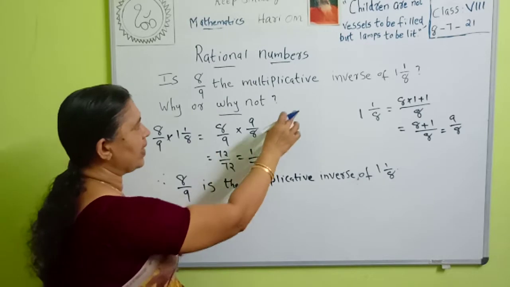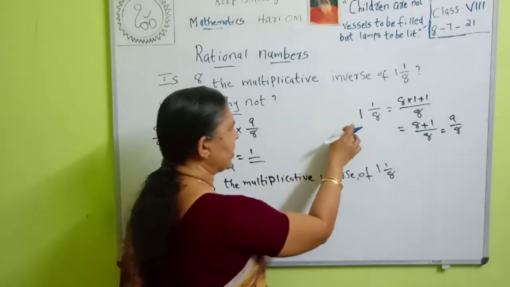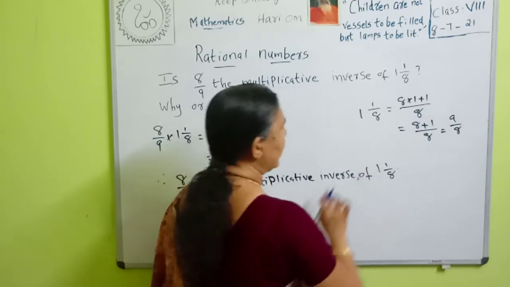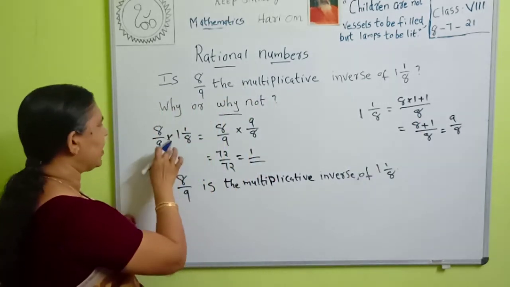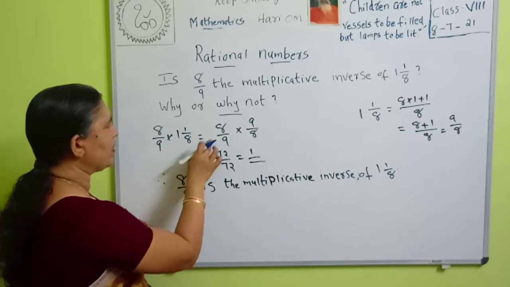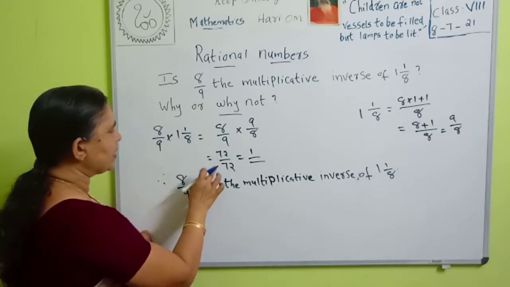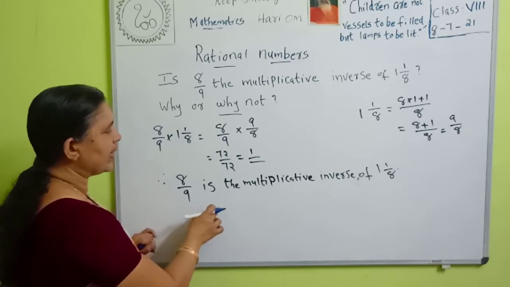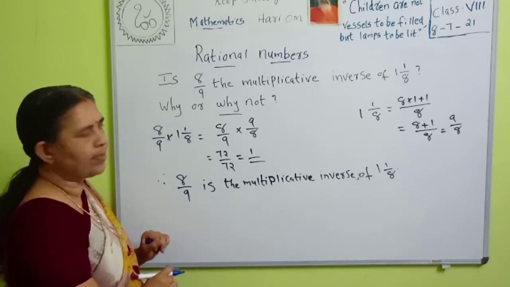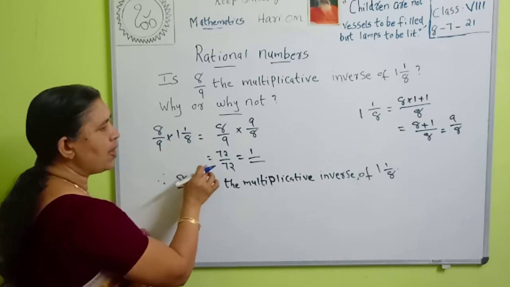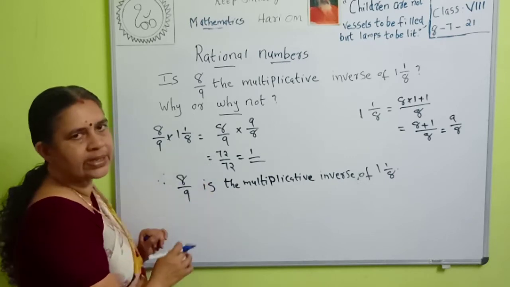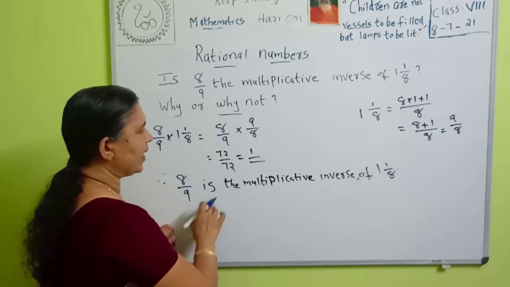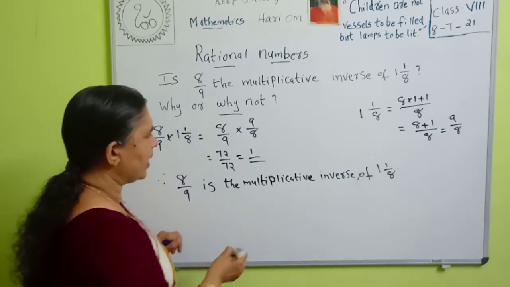Here, first we convert this into an improper fraction. It is equal to 8 into 1 plus 1 by 8. That is equal to 9 by 8. Then we multiply it. 8 by 9 into 1 and 1 by 8 is equal to 8 by 9 into 9 by 8. That is equal to 72 by 72. That is equal to 1. Therefore, 8 by 9 is the multiplicative inverse of 1 and 1 by 8 because the product is equal to 1. So if the product of two rational numbers is equal to 1, then we can say that one is the multiplicative inverse of the other. Okay.